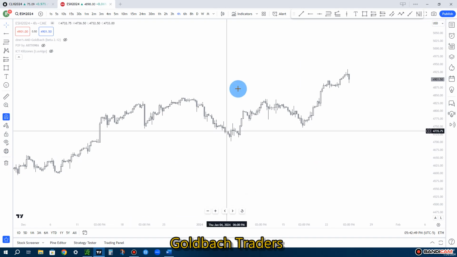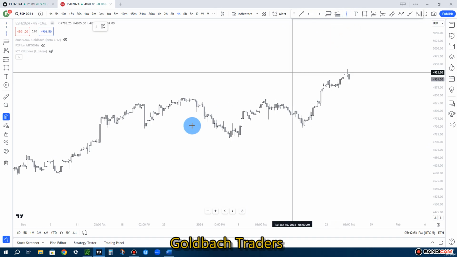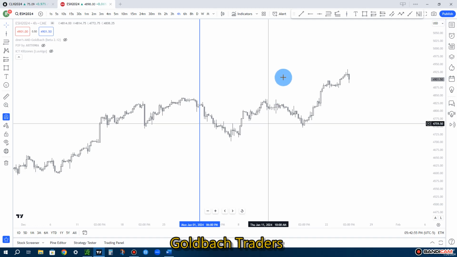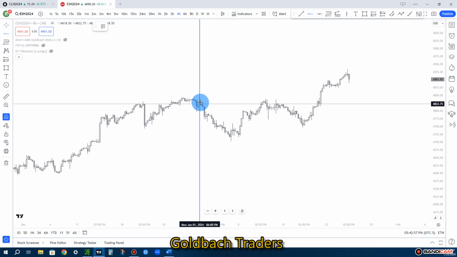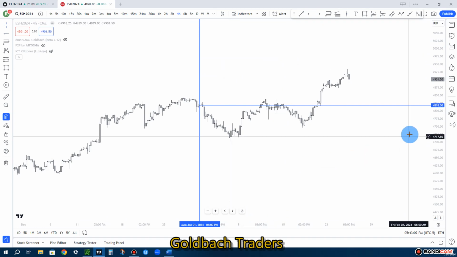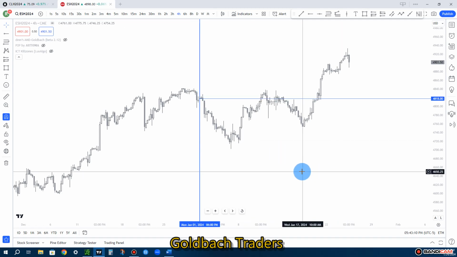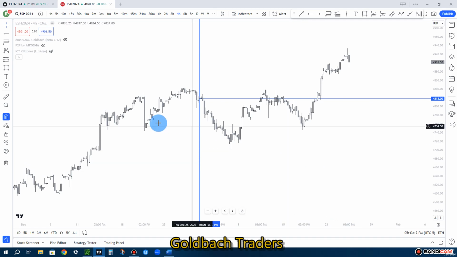Let's take a look at what price on the ES has done since the beginning of the year. January 1st is right here, and price opened up at 6 p.m. on January 1st right there. Actually, it's 14.18. There we go.